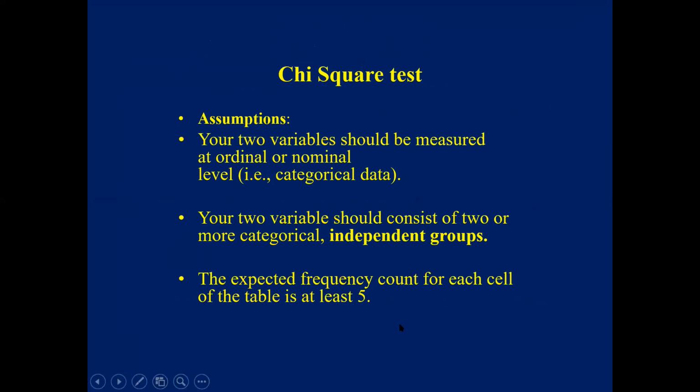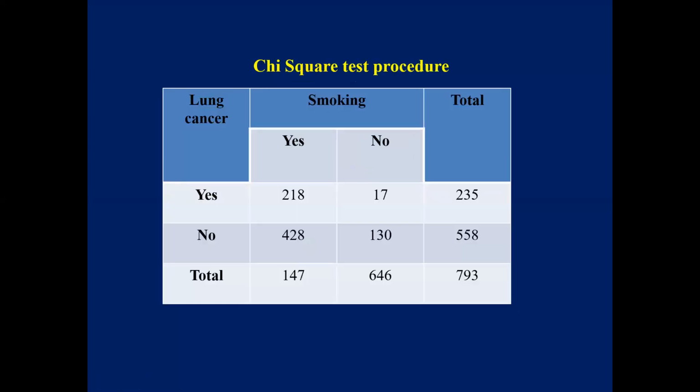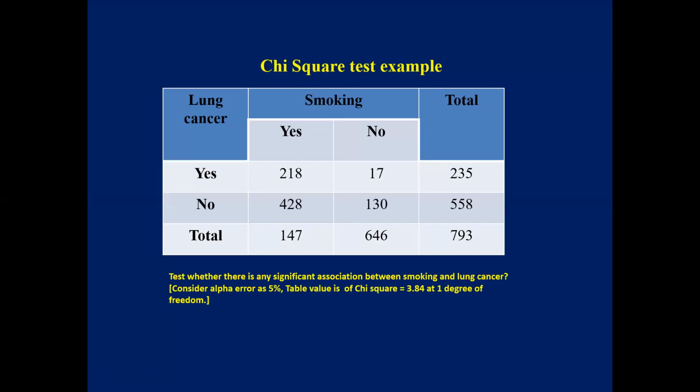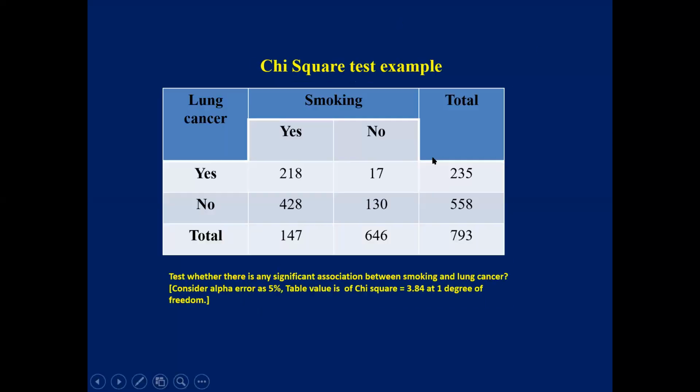Then the third and major assumption is that the frequency count for each cell of the variable has to be at least 5. If it is less than 5, then we cannot use the chi-square test.